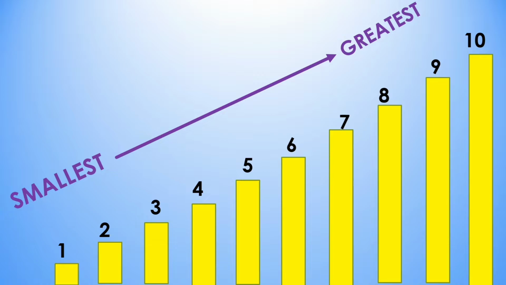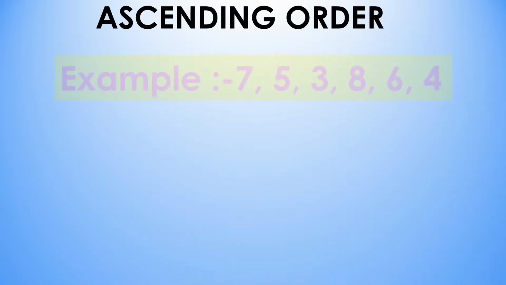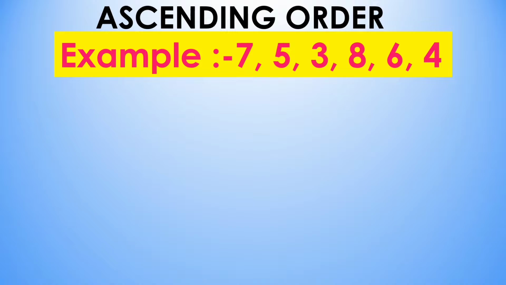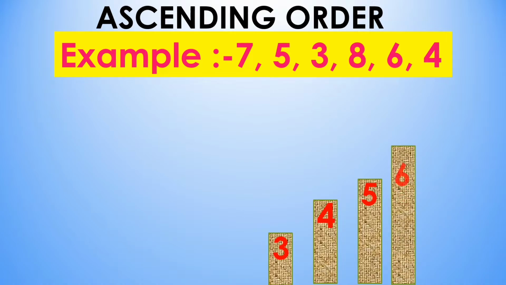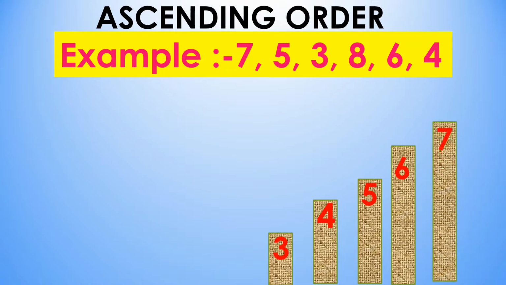Now we will take some examples related to the ascending order. These are the numbers which we have to arrange them in ascending order. Means first we have to find out the smallest number. In this smallest number is 3, which will come first. 3, then 4, next 5, 6, 7, 8.